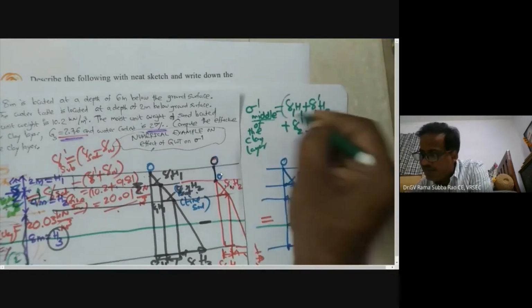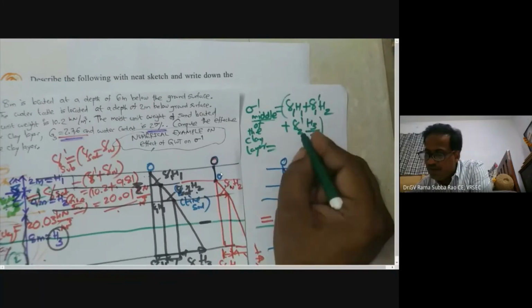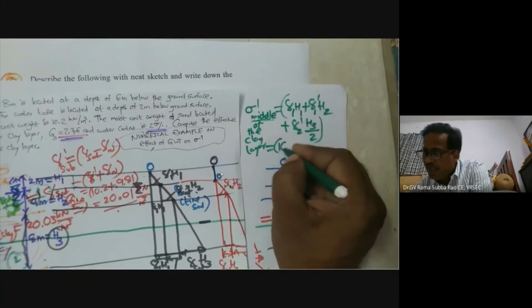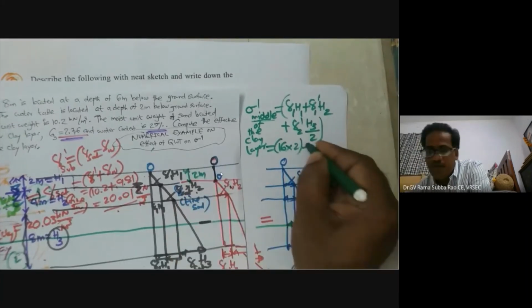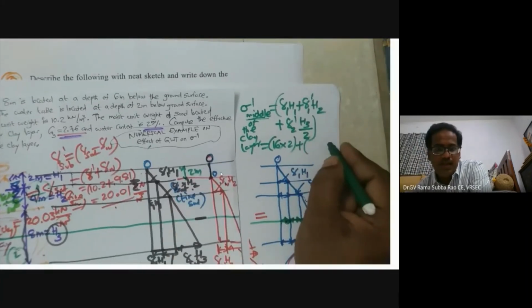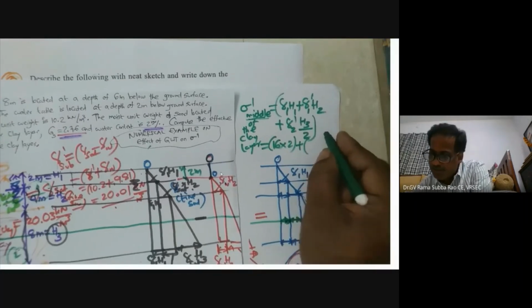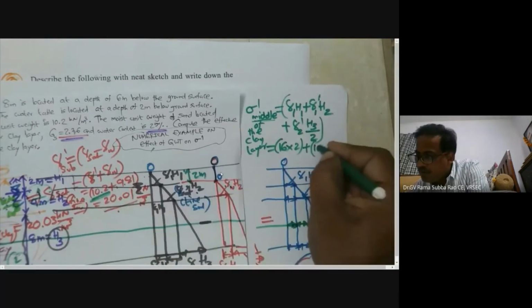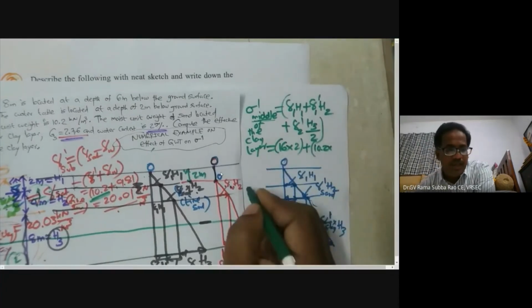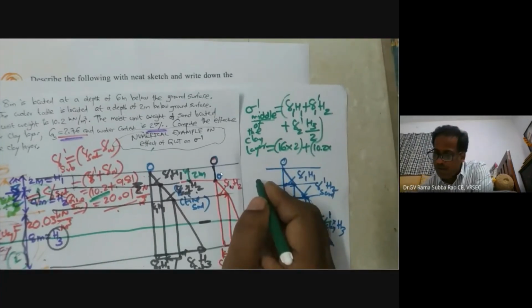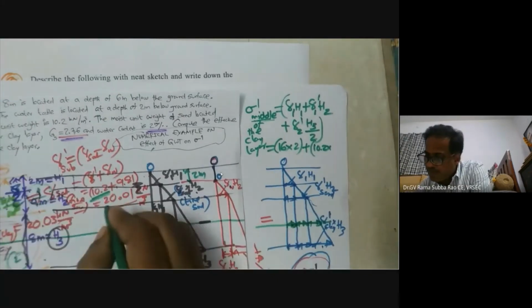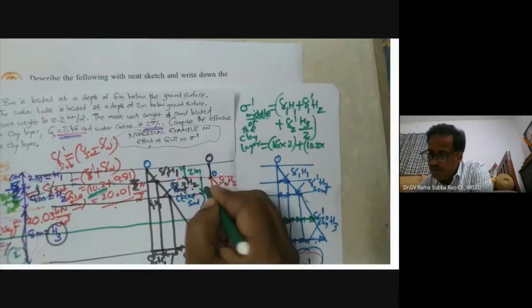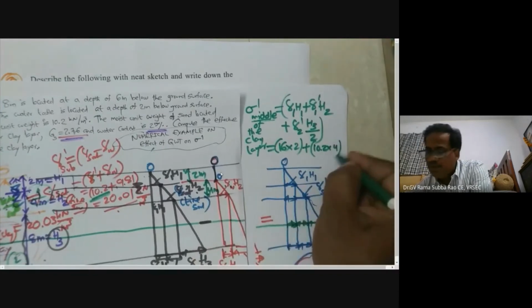Now let me do the calculation now. Gamma 1, I know gamma 1, it is 16. I know H1, 2 meter, plus gamma 1 dash. What is gamma 1 dash here? It is given actually in the question, 10.2, into what is the portion of the sand below the water table? Here one can see undoubtedly the thickness of the sand is 6 meter. The portion of the sand below the water table is 6 minus 2, which is 4 meter.